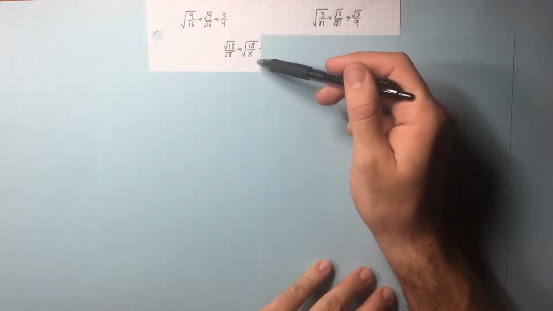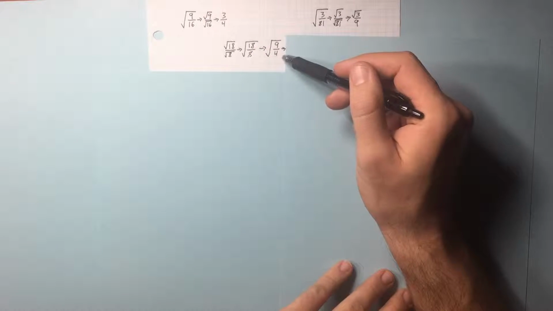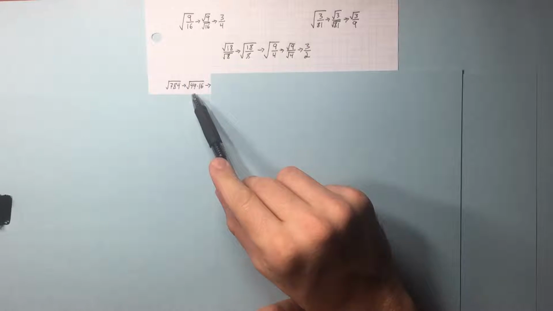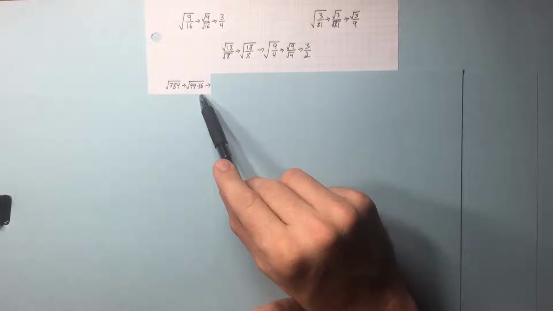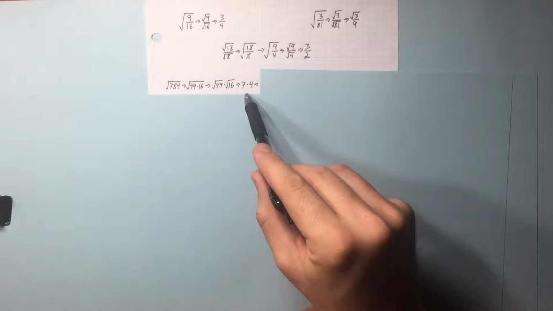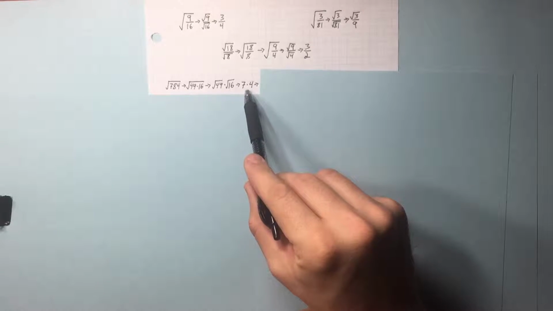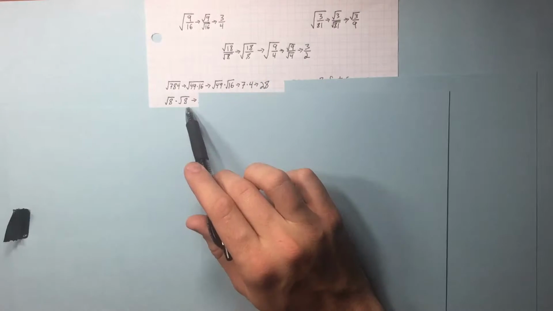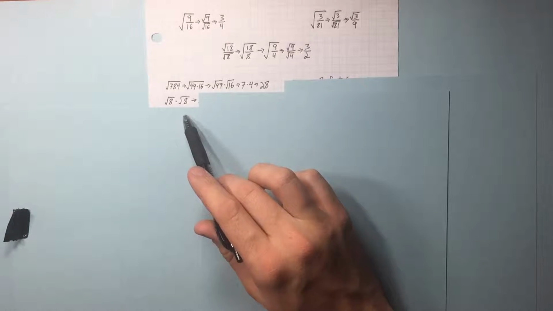Now this fraction in here can be reduced. We can distribute our radicals. Simplify this. 49 times 16 equals 784. You can distribute that radical. The square root of 49 is 7. The square root of 16 is 4. 7 times 4, 28. We can distribute that square root to the entire phrase.